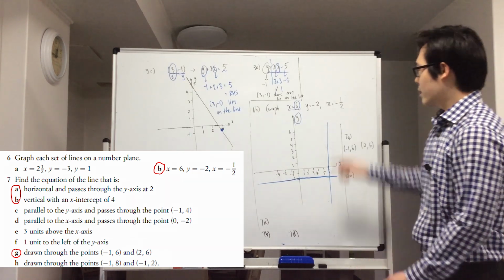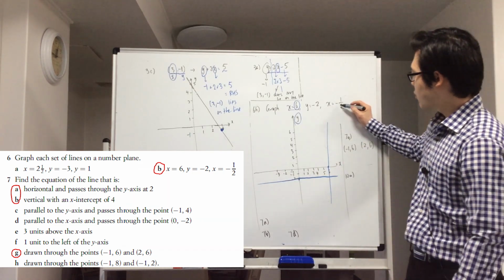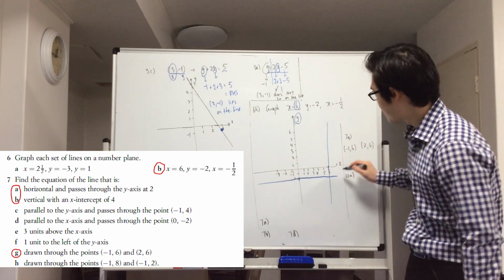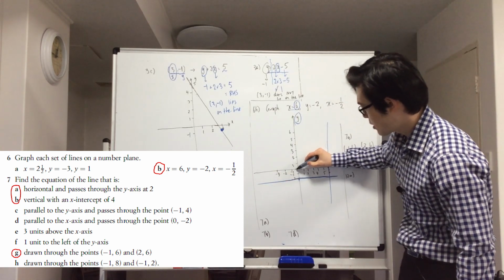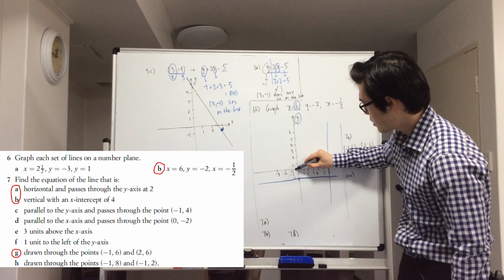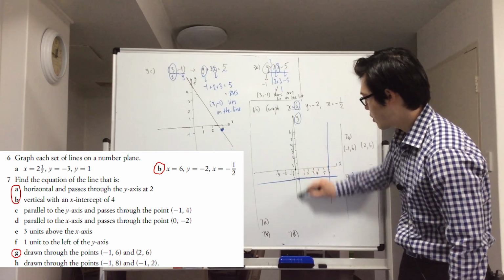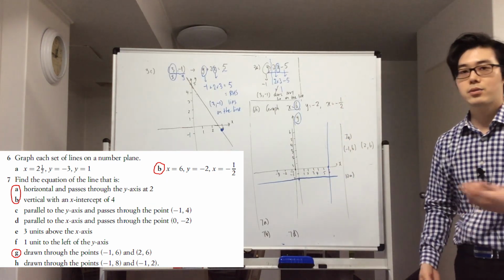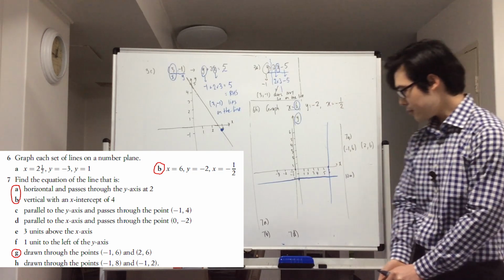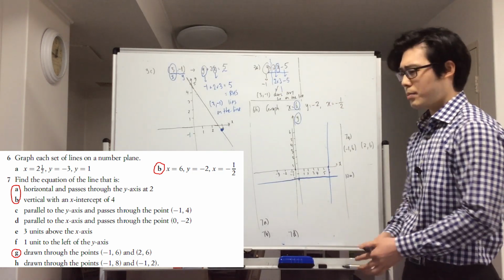Okay? X equals to minus half. Let's look for minus half on the x-axis. Minus half is there because minus 1 is there. Minus half is there. So because it goes to that, just draw a vertical line. So that's how you draw x equals something or y equals to something. Let's have a look at some descriptive questions though.